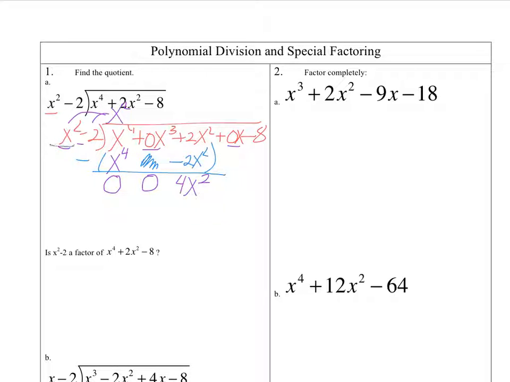To get from x squared to 4x squared by multiplication, I've got to multiply by 4. Before I do that, I want to bring down these guys, 0x minus 8. All right, so this should be a plus 4. Multiplying that down, we get 4x squared and then minus 8. So that's 0x minus 8 goes under the 8. Subtract, I get 0 and 0, which means I don't have a remainder.